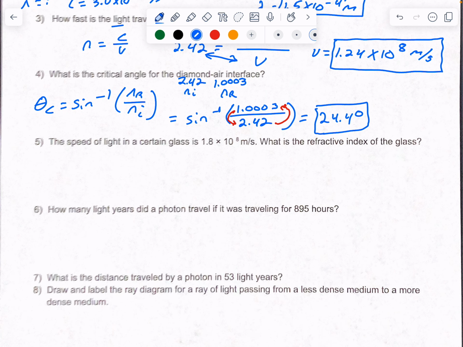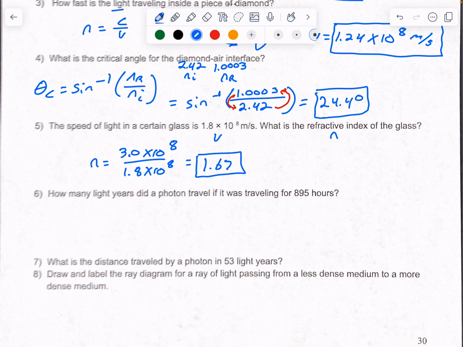Number 5. The speed of light in a certain glass is 1.8 times 10 to the 8th meters per second. What is the refractive index of the glass? That means we have the speed of light in that material. We don't know which kind of glass it is, so we're looking for N, basically how dense it is. N equals C over V. So N equals 3.0 times 10 to the 8th over V, which is 1.8 times 10 to the 8th. Divide those, and you get a refractive index of 1.67.